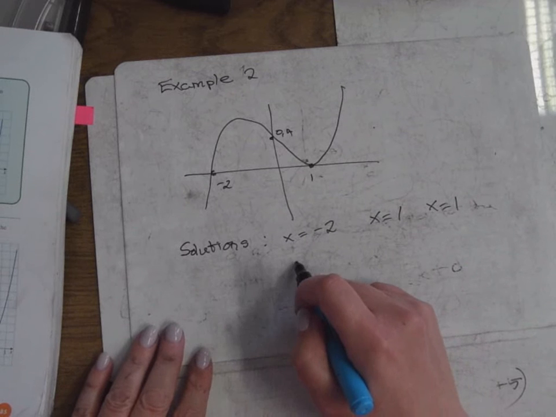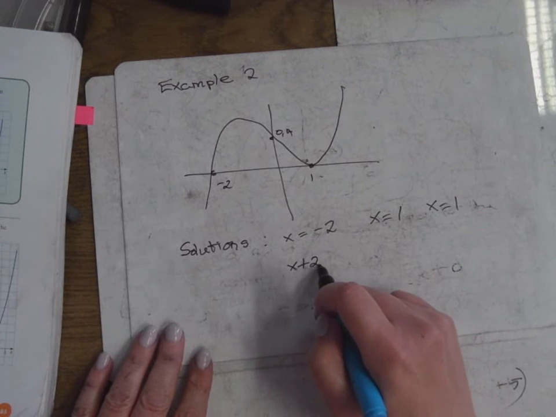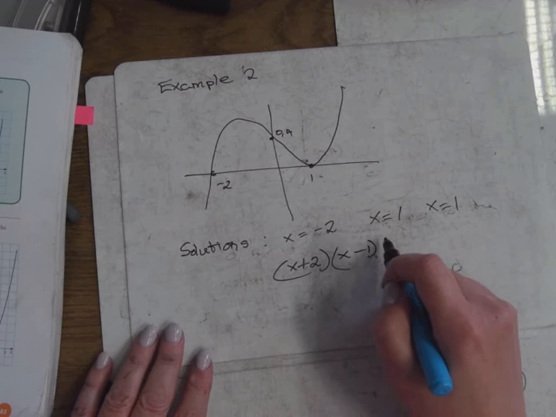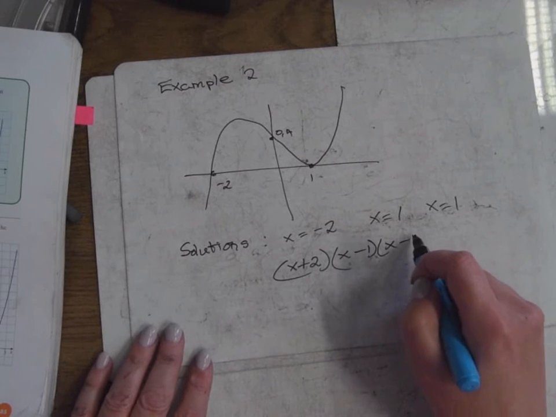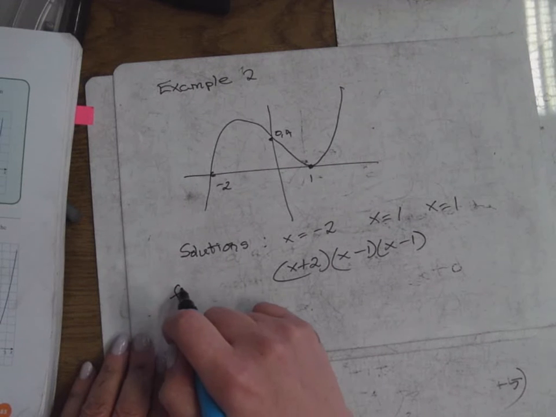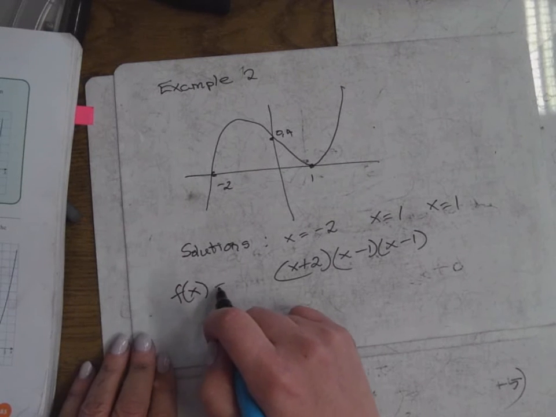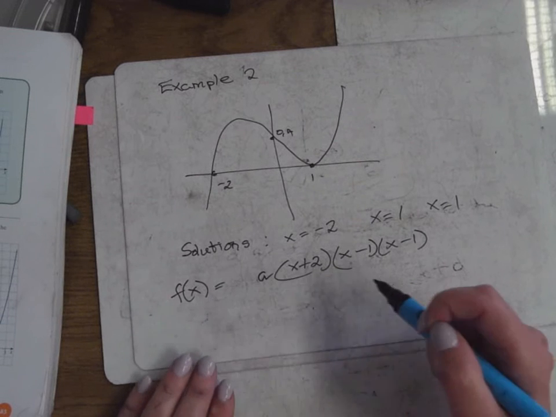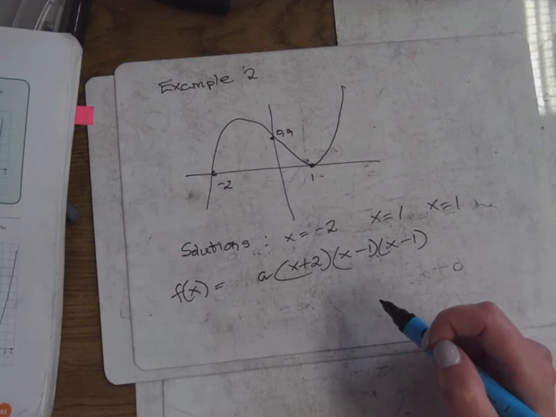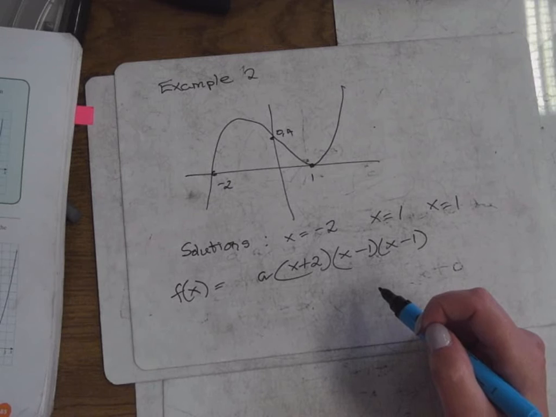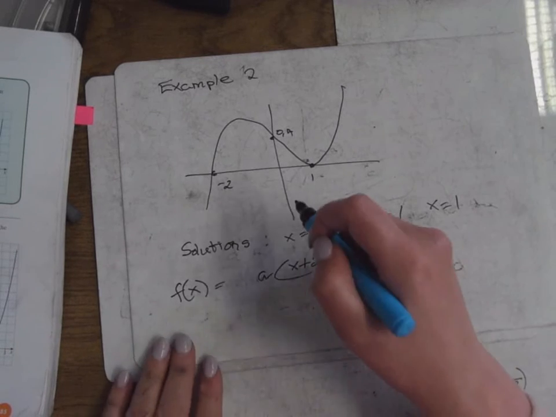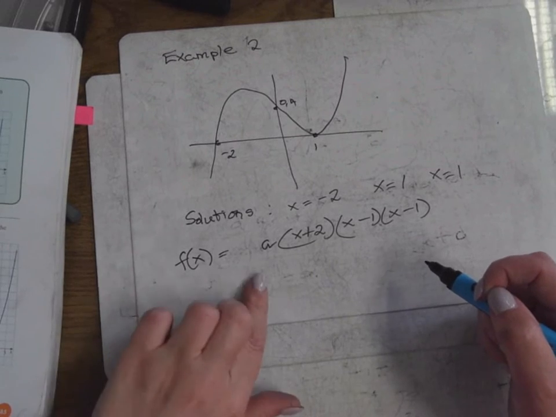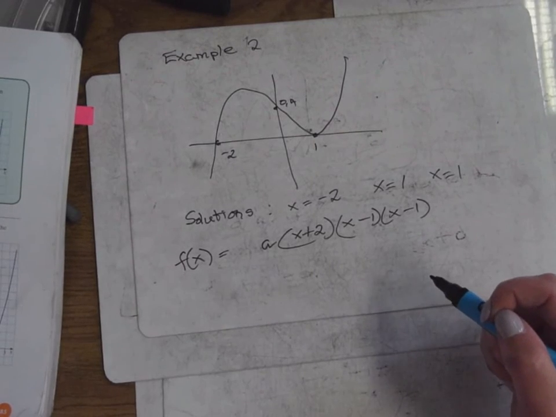Okay, so that means the factors are x plus 2, x minus 1, and x minus 1 is there again. Okay, so the function f(x) is equal to all of that, and there could be a constant in front, we don't know. So there could be a constant in front. A might turn out to be 1, it might not, we don't know, right?